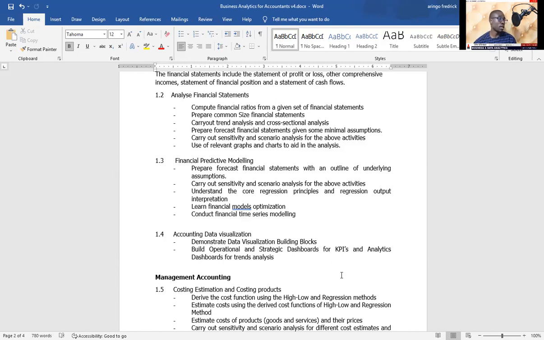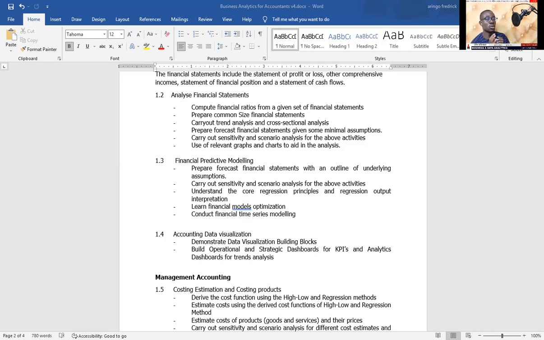We're having conduct financial time series modeling. By now, I know you are very familiar when it comes to the theory aspect to do with time series, but take that theoretical knowledge that you have and now apply it practically. At that point, it's also quite wide. You should be looking at it. Now, the most interesting part under financial accounting is the aspect of accounting data visualization. And I think I'd mentioned that one earlier on, when it comes to accounting data visualization.